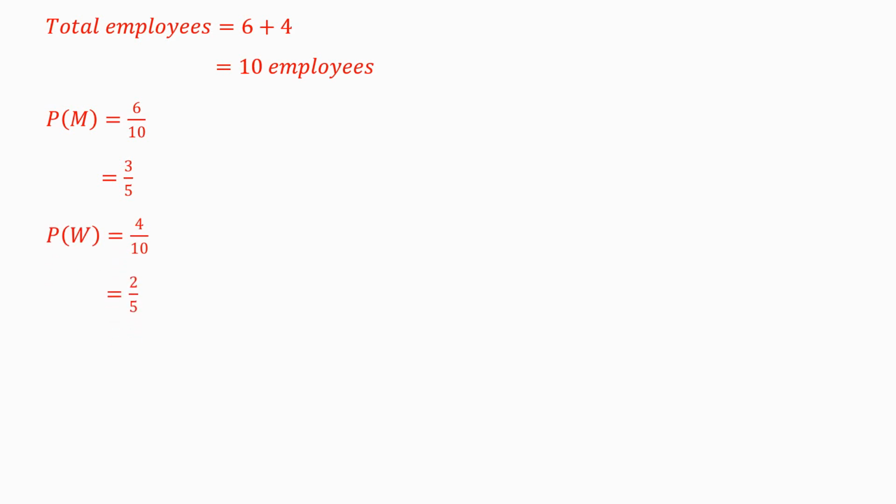So the probability that a man and a woman are chosen is equal to the probability of the man being chosen times the probability of a woman being chosen, which is equal to 3 over 5 times 2 over 5, and this equals 6 over 25.